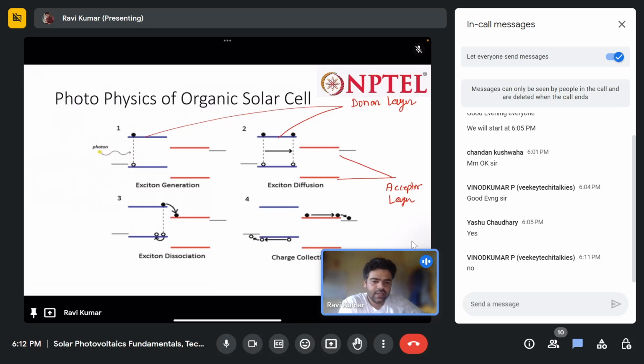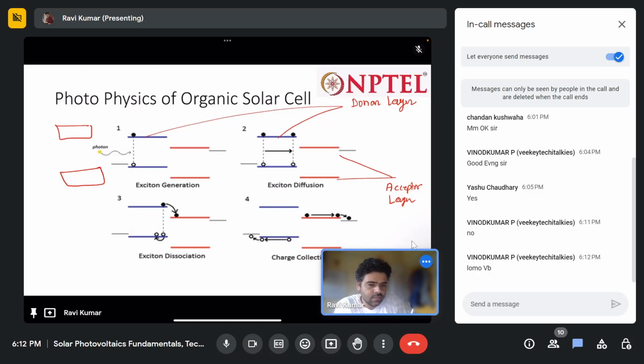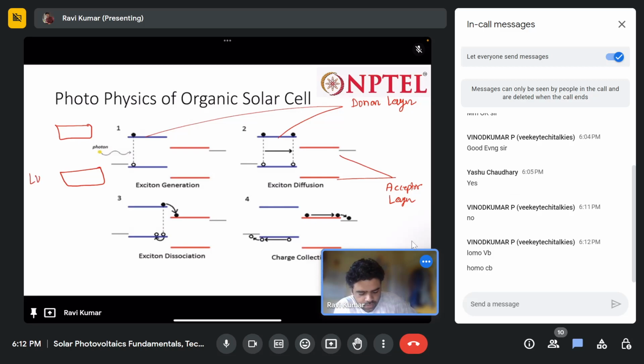And in the organic substance, rather than valence band and conduction band, we have this lower part and this upper part. Anyone know? LUMO, HOMO? Which one is HOMO? Which one is LUMO? Lower one is LUMO. Yes. Okay. So you are saying it is LUMO and then it is HOMO. Is it correct? Yes.